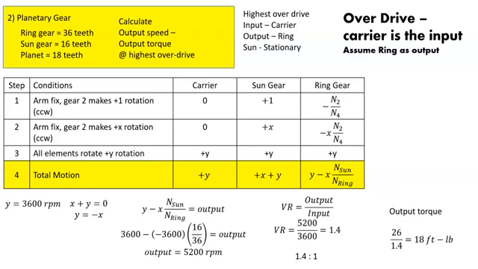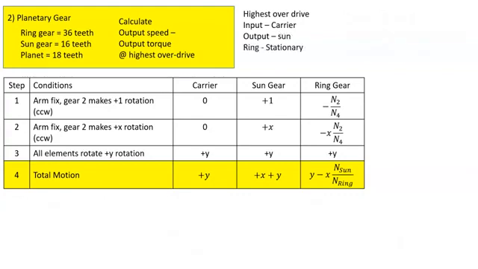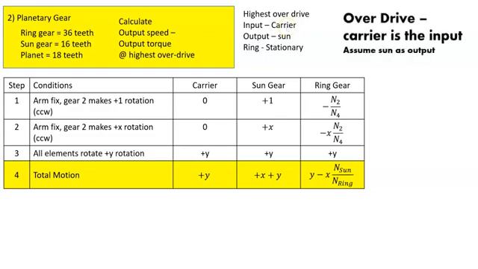So now let's look at the second condition. That was where the ring is the output. Let's see what happens when we make the sun the output. Again, same table. That didn't change at all. Same three equations. The carrier is Y, the sun gear is X plus Y, the ring gear is Y minus X times the ratio of the sun and the ring in terms of teeth. The input is still the carrier, still 3,600 RPM, still going to get our overdrive condition.